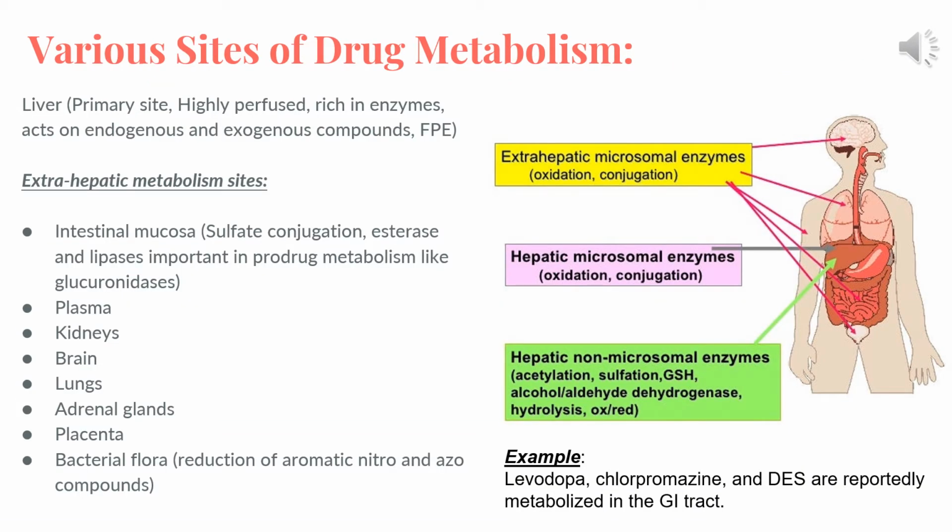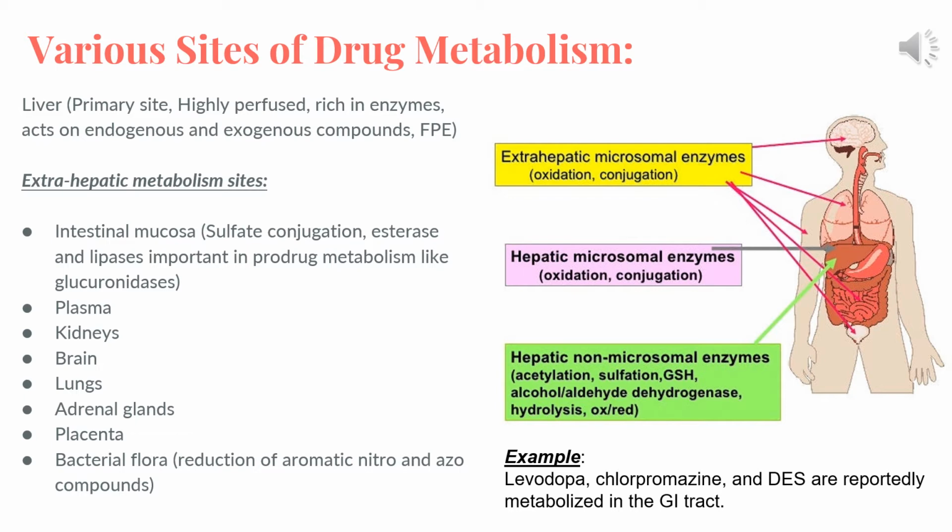You have to know that we have various sites of drug metabolism. The liver is the primary site. It's highly perfused and highly rich in enzymes which act on endogenous and exogenous compounds. A very important process also, which will be discussed in a few minutes, would be the FPE, or the first pass effect. It also occurs at the level of the liver.